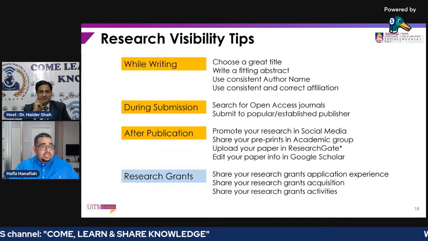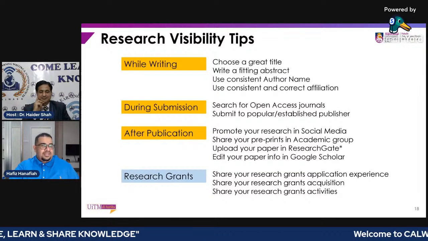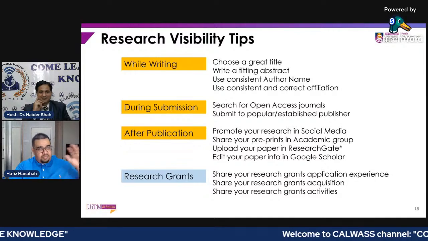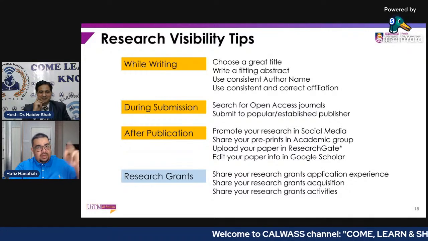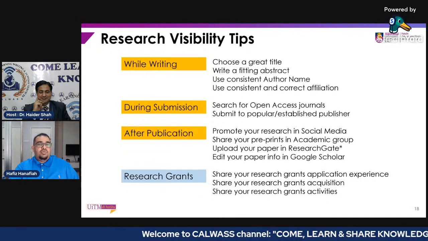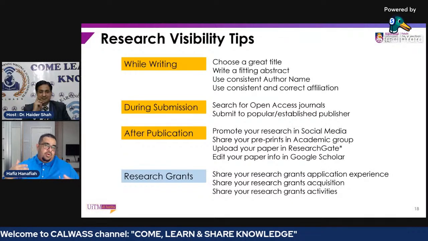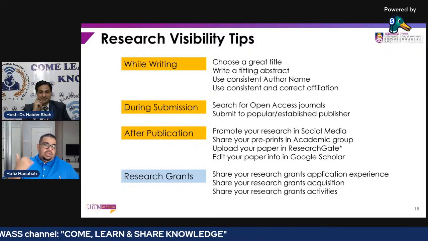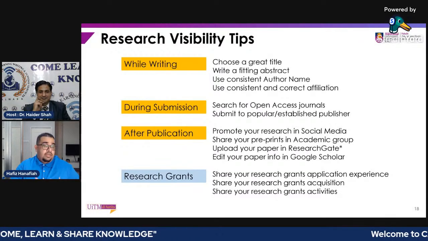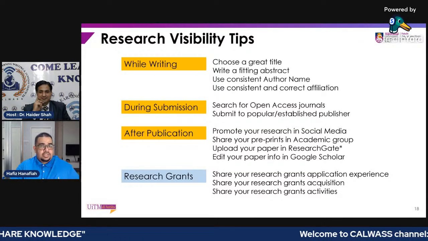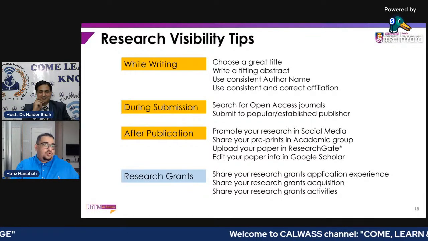Talking about research visibility, this is something else, because previously we were talking about researcher visibility, but now it's your research visibility. This is the process of doing research while writing, doing submissions, publication, and even applying for research grants. So while writing your works, choose a great title.